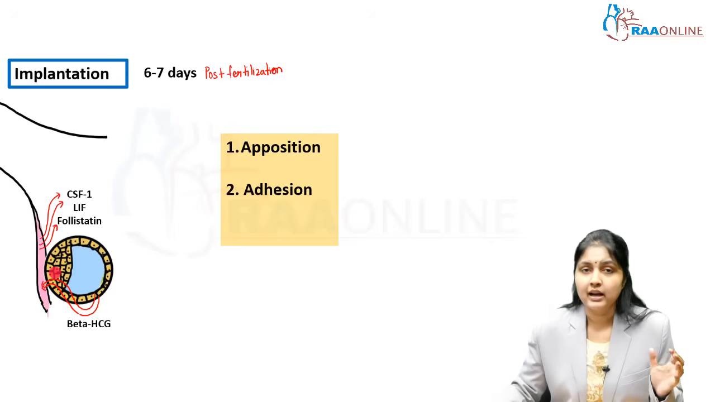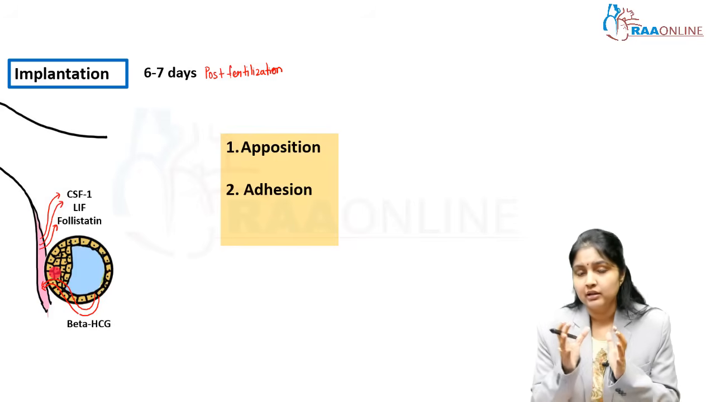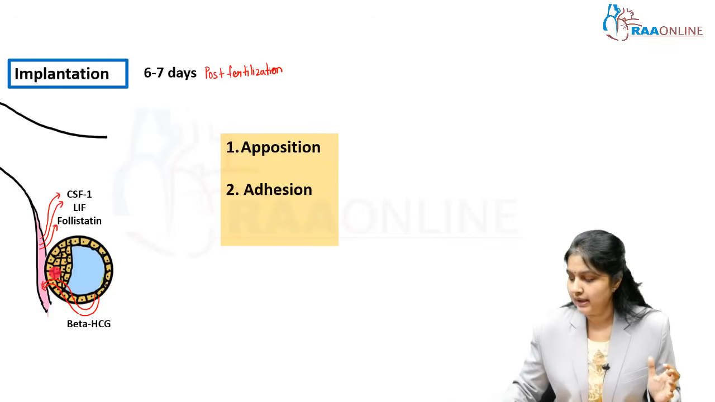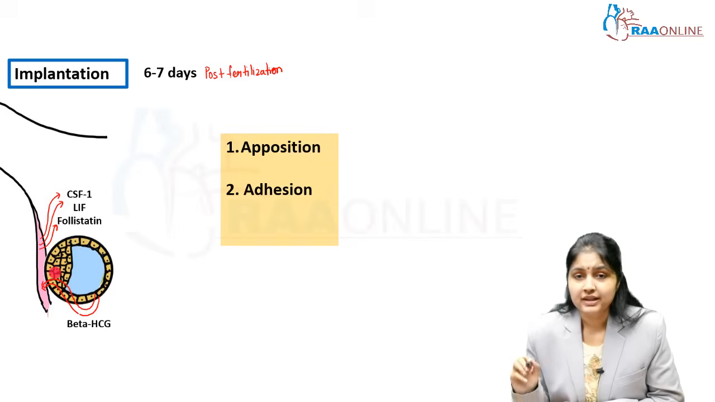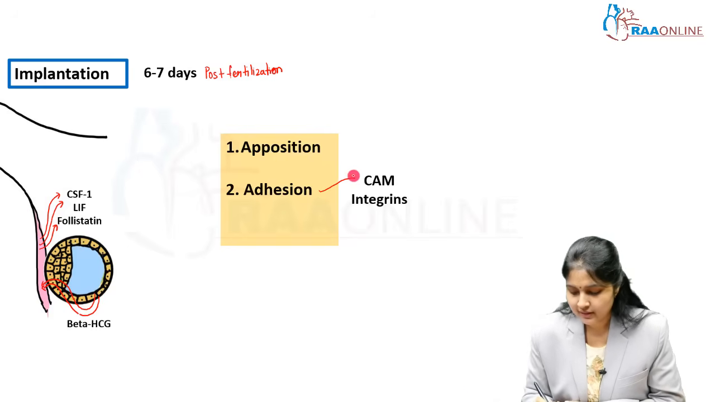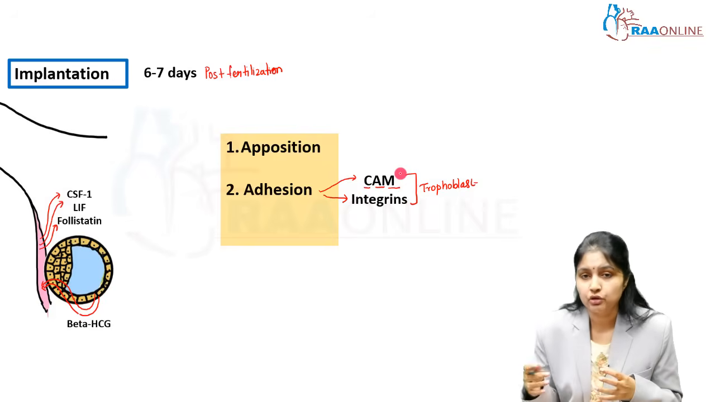The next is adhesion, where when they come next to each other, they stick. The blastocyst sticks to the endometrium, which we call adhesion. This adhesion is brought about by other molecules, again secreted by the trophoblast cells of the blastocyst, called cellular adhesion molecules and integrins, which help the blastocyst to stick to the endometrium.